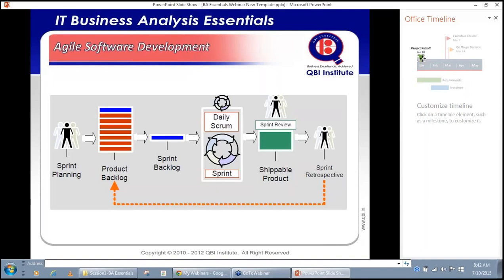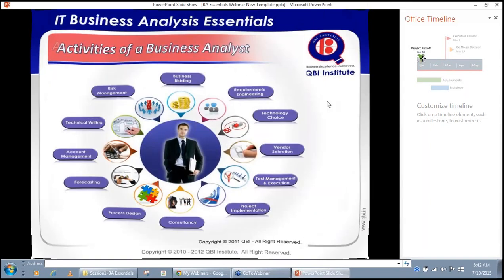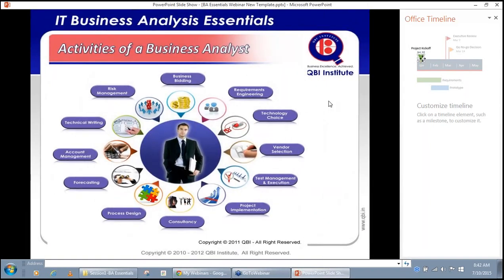As far as the business analyst is concerned, irrespective of the methodology of the project being utilized, whether agile or waterfall, there are certain activities which a business analyst has to perform on the project. Some of them are more prominent, some of them at the core of the business analyst activity, some of them at the periphery. So let's learn what these activities are.